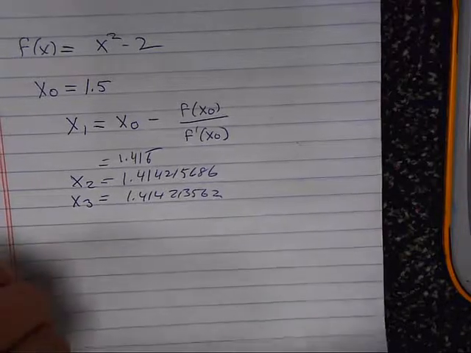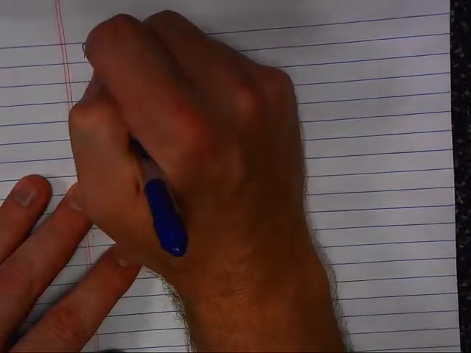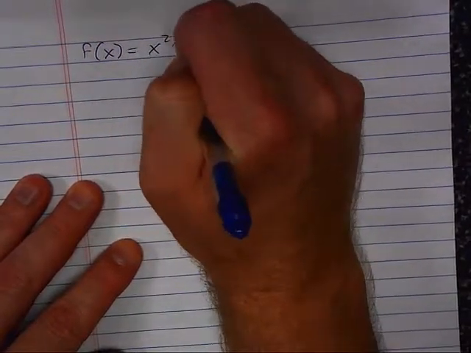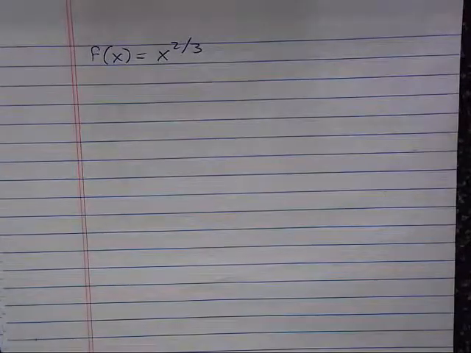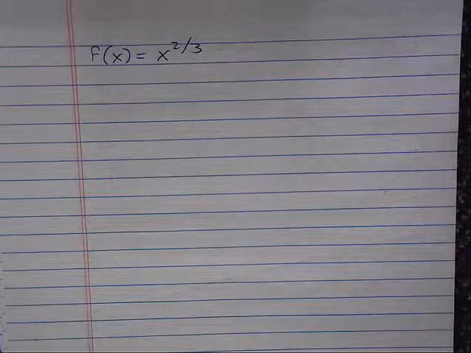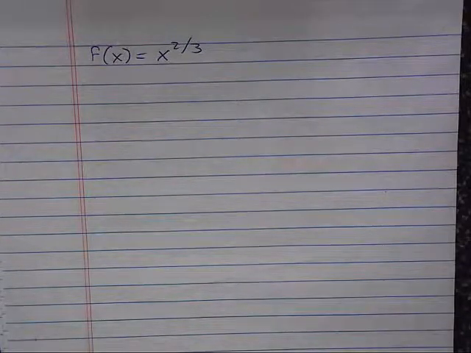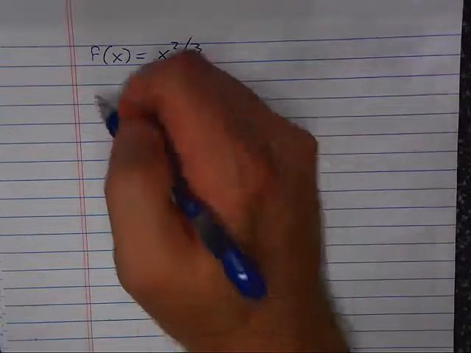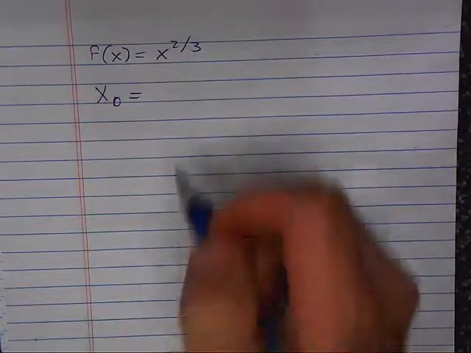Now, another classic example is Newton's method doesn't always work, even when you don't have a derivative of 0. Let's say I give you f of x equals x to the 2/3. What's the x-intercept of that function? 0. How do you know it's 0? You plug 0 in, you get 0, right? 0 to any power is 0. So we know the correct answer is 0. Give me a starting guess. 0.1.